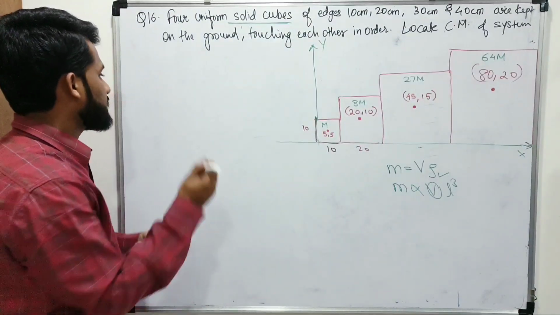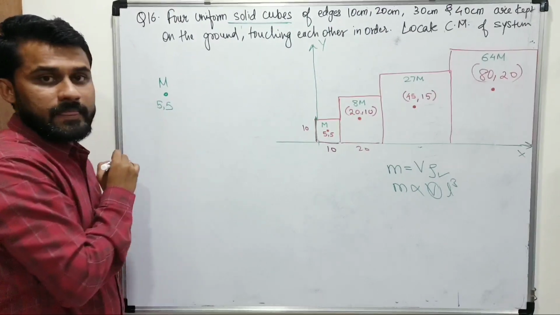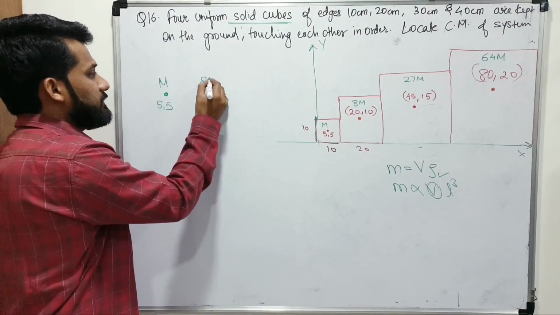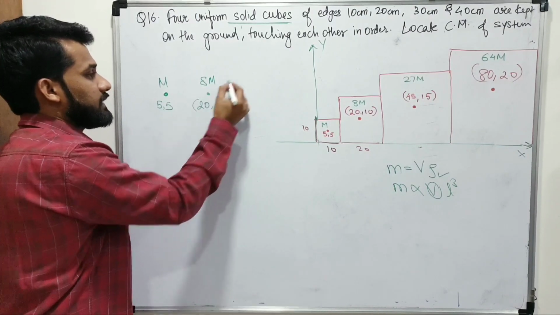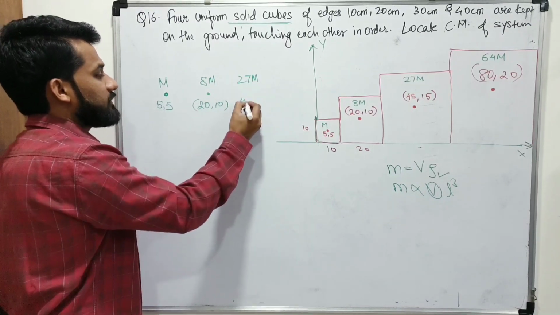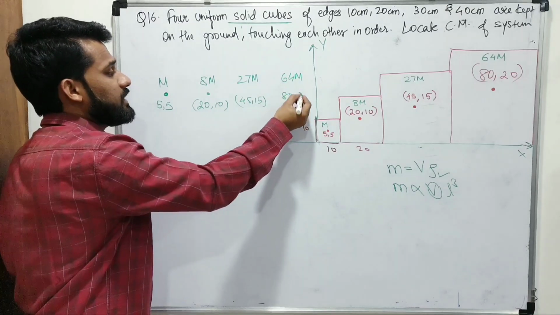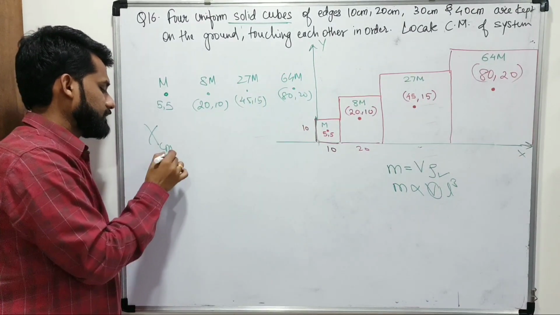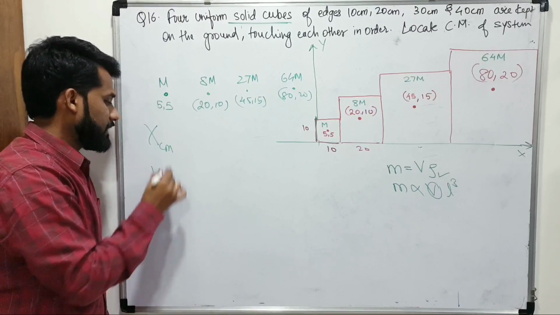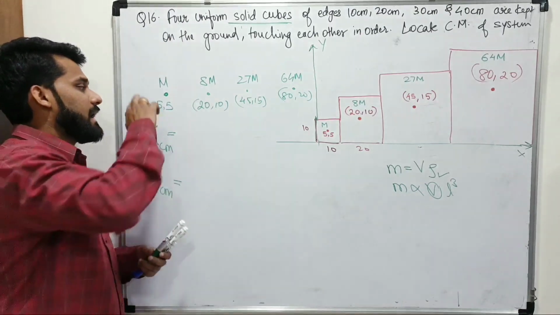So now we have the system of 4 masses: m at 5,5, then 8m at 20,10, then we have 27m at 45,15, and then we have 64m at 80,20. How to find xcm and how to find ycm? What is the formula of xcm?